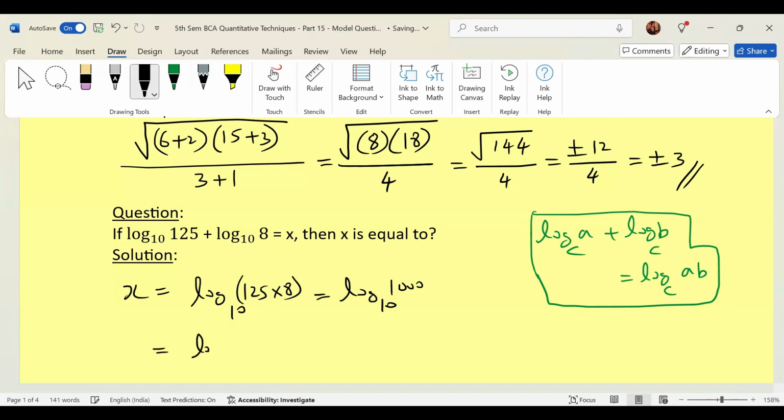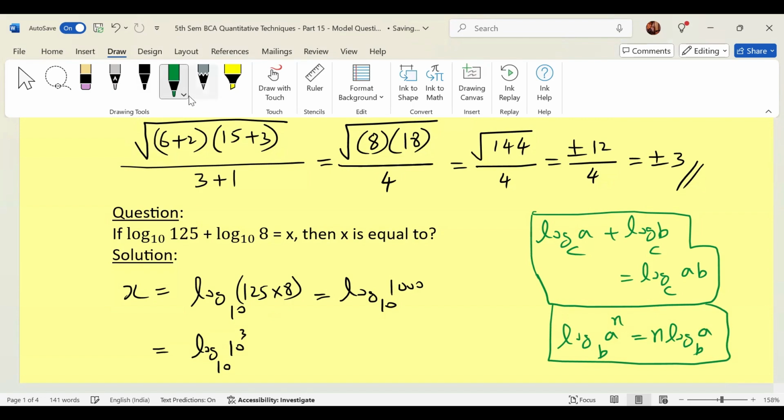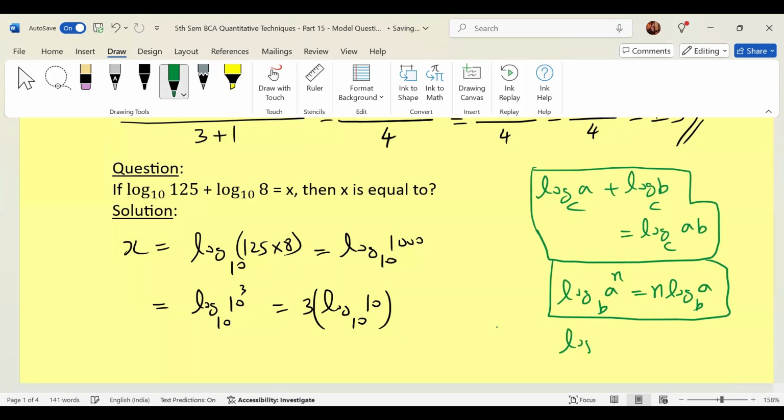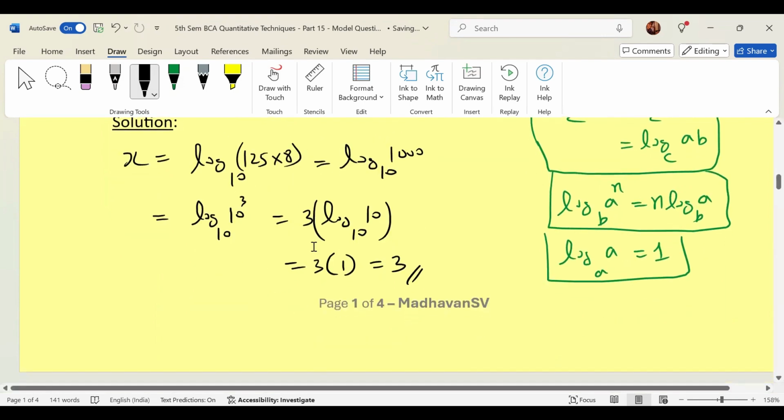Now 1000 can be written as 10 cube to the base 10. Now applying again, for example, logarithm of a power n to the base b is n log a to the base b. Applying that, we will have now 3 logarithm of 10 to the base 10. Again, log a to the base a is always 1. Using that property, we will have now 3 multiplied by 1. So the result is 3. Let us move on to the next question.